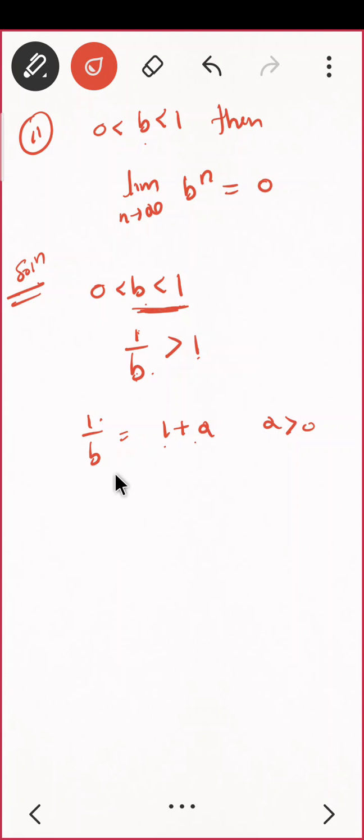So can I get the value of b? b is equal to 1 upon 1 plus a. Yes. And what is b raised to n? 1 upon 1 plus a raised to n. So this is what I want to prove. I want to prove that b raised to n goes to 0. That means this guy goes to 0. Correct? And do you see, doesn't this look like a binomial expansion to you?